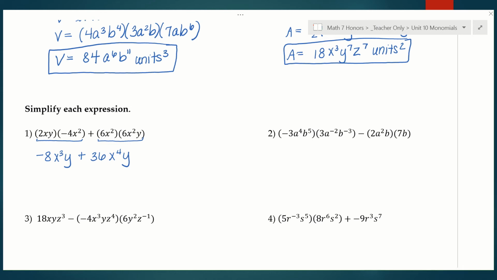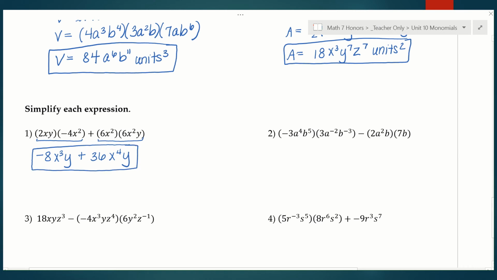And the question is, if you think about our last lesson, can we add them together? Are they like terms? And in this case, they're not. So they would both have to be x to the third y or x to the fourth y in order to add these together. So since we can't add them, this is our final answer.